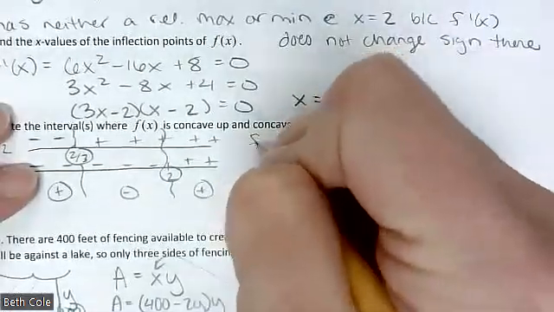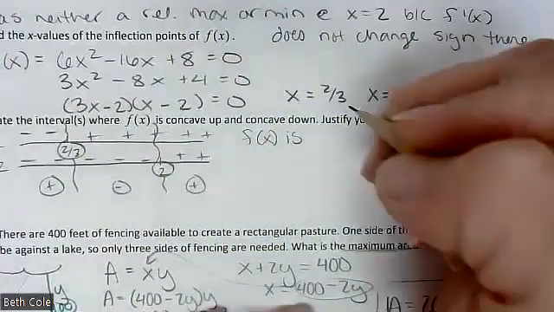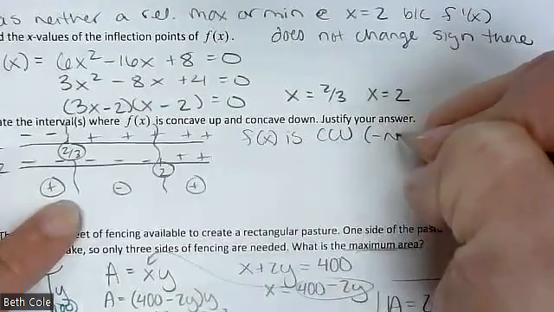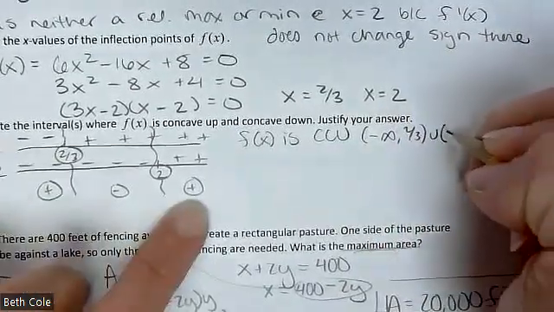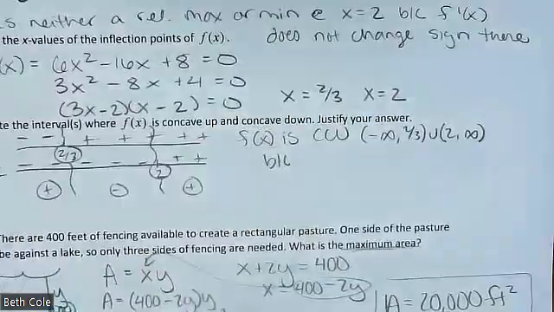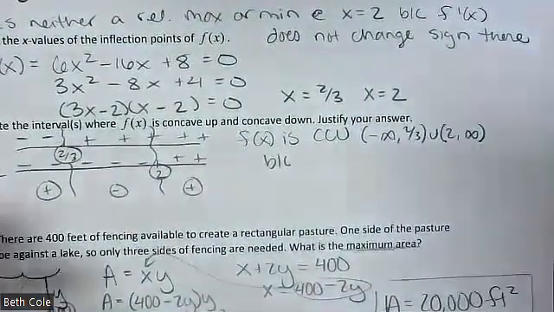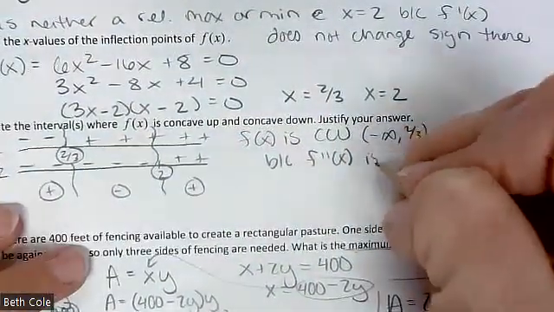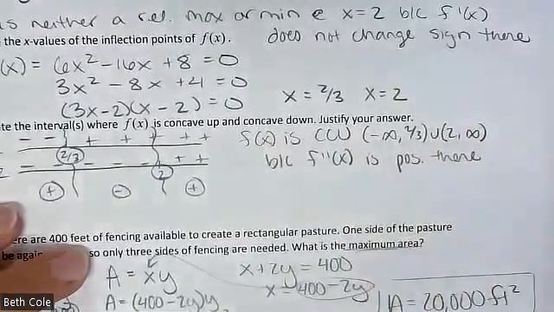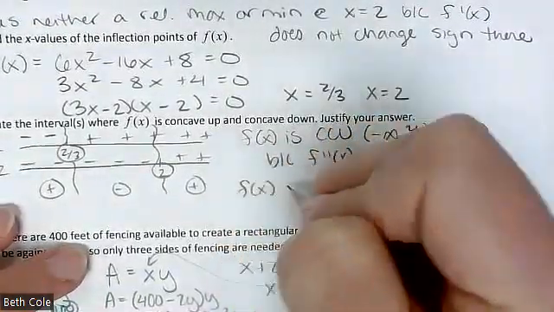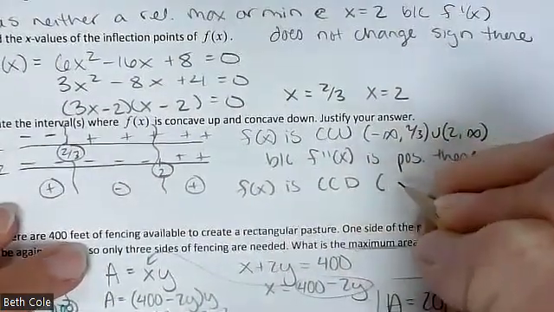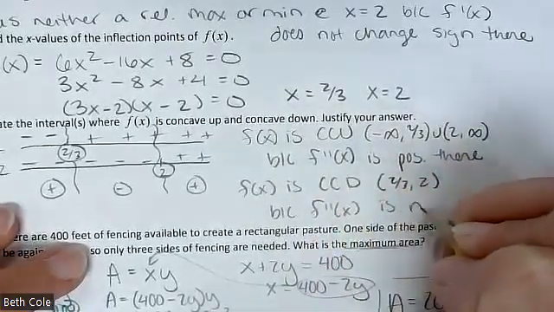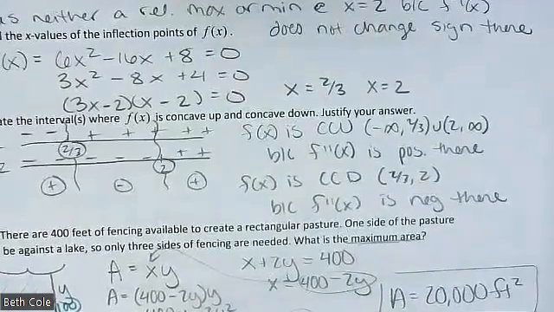So start your sentence, f of x is what? Right, concave up. Where? Negative infinity to 2/3, union. Good. Because, now who's your source this time? Yep, f double prime, your second derivative, because f double prime is positive there. And then f of x is concave down from 2/3 to 2 because the second derivative is negative there. Sweet.